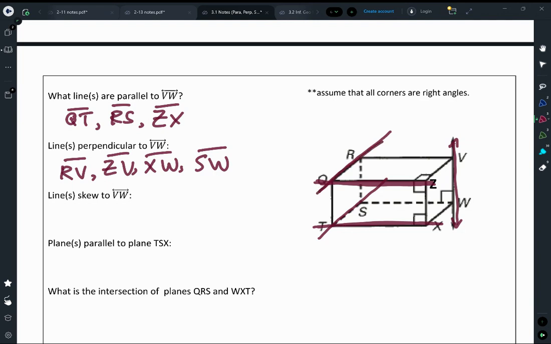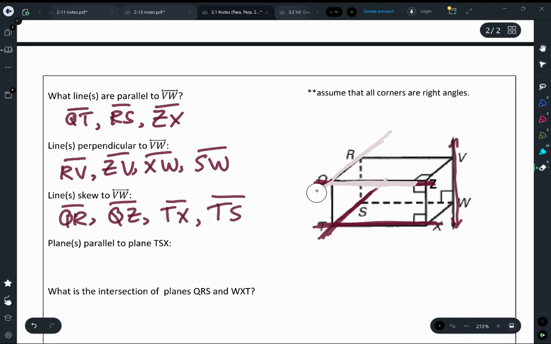So we've got QR, we've got QZ, we have TX here, and we have TS.